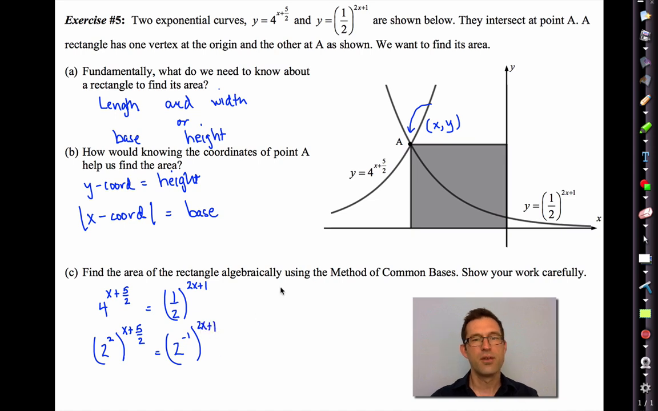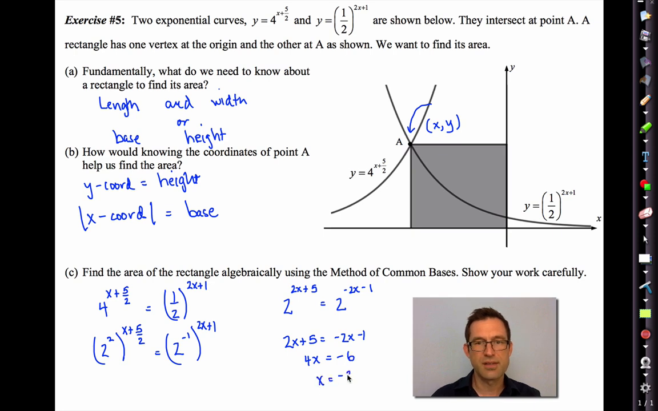All right, doing a little simplifying, we'd get 2 to the 2x plus 5 is equal to 2 to the negative 2x minus 1. I almost forgot to distribute that. Now I can set those two exponents equal, and I'll get 4x is equal to negative 6, and x is equal to negative 3 halves.